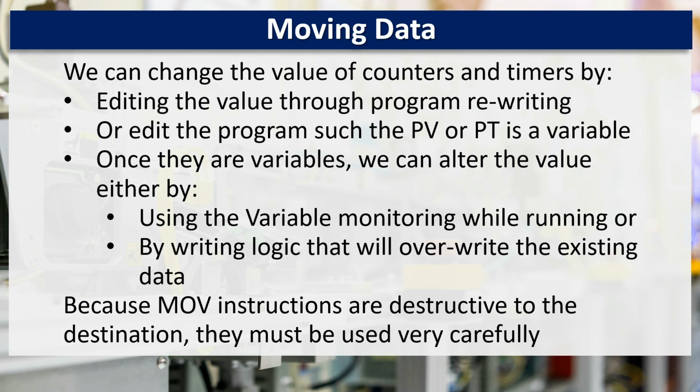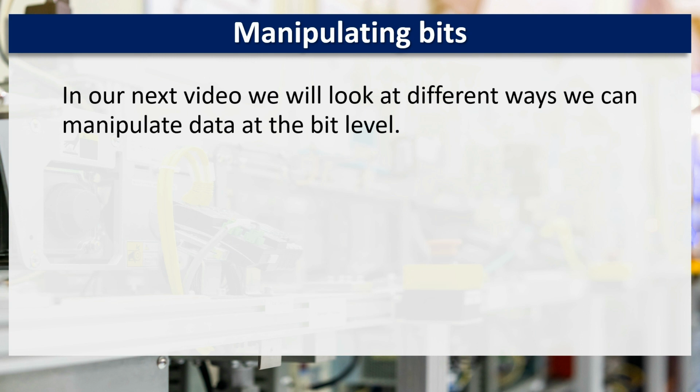To review, you can move data. We can change the value of counters and timers by either editing the value through a program rewrite or edit the program such that the PV or PT is a variable. Once they are variables, we can alter the value by either using the variable monitor while running or by writing logic that will overwrite the existing data. Because move instructions are destructive to the destination, they must be used very carefully. In our next video, we will look at different ways we can manipulate data at the bit level.